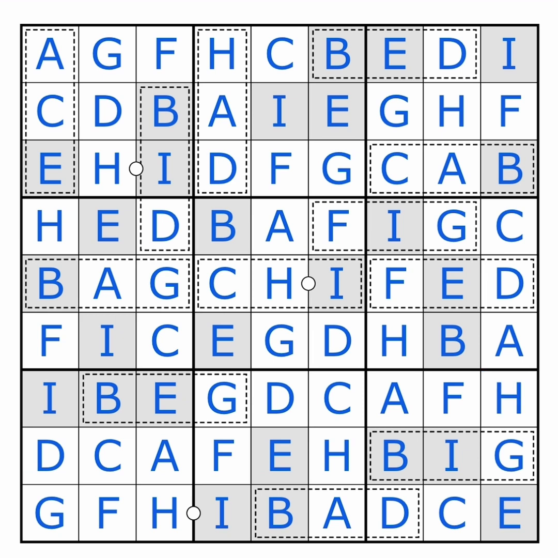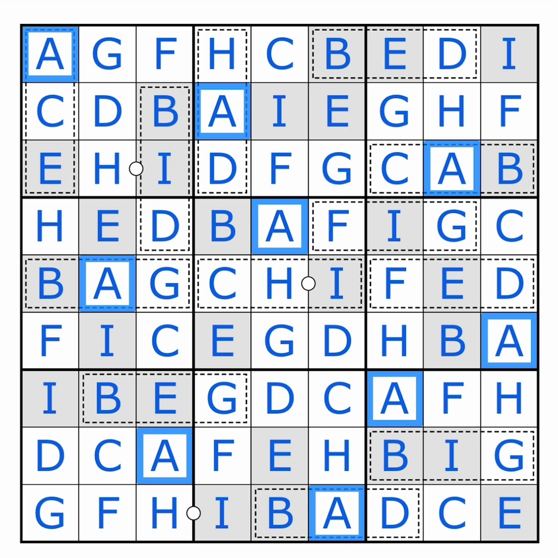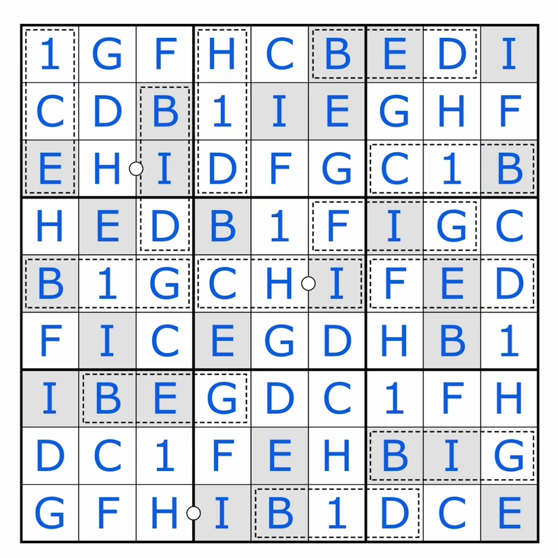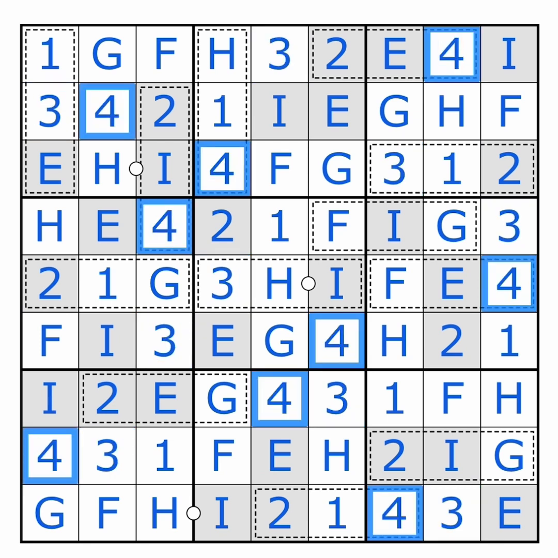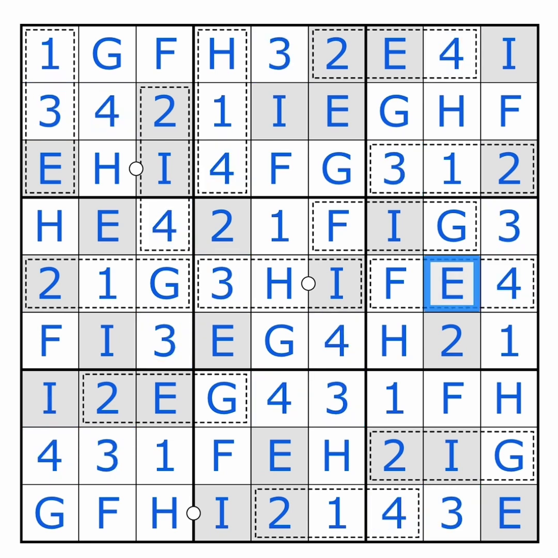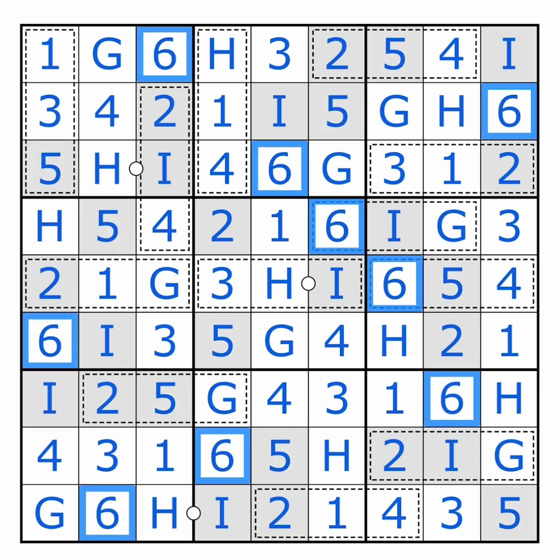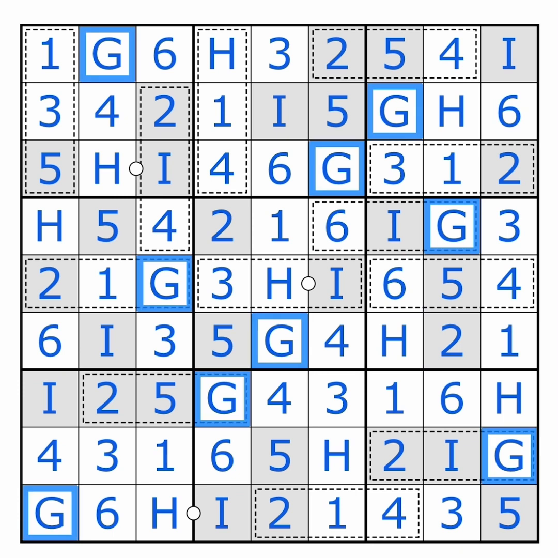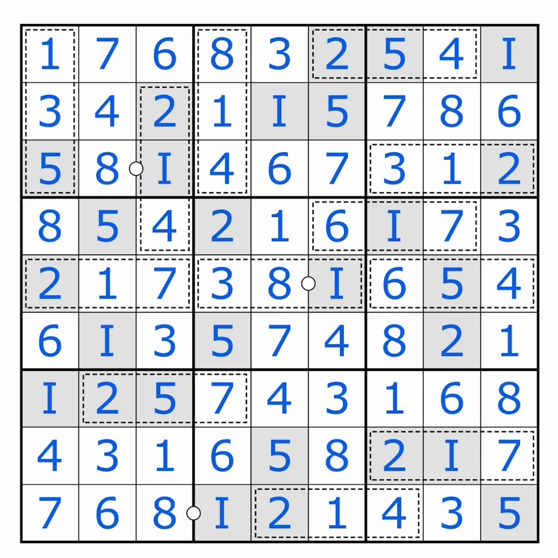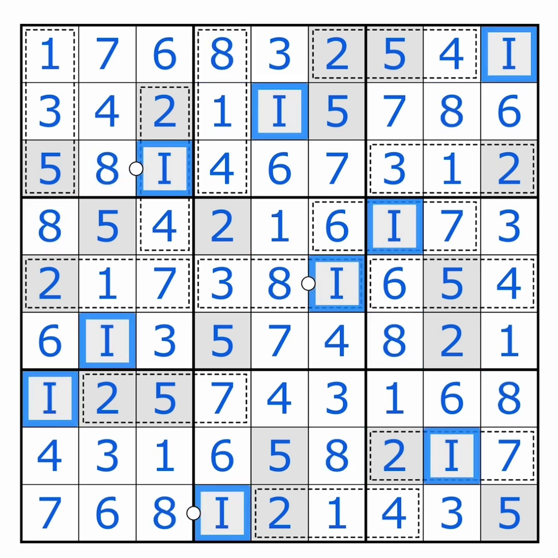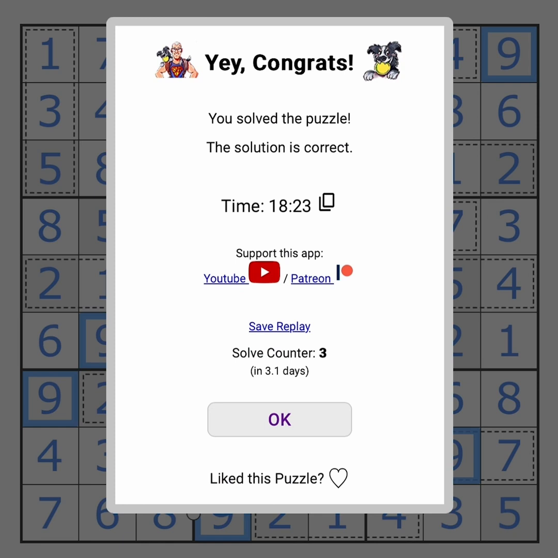Now we switch from letters to numbers. Make the A a 1, the B a 2, C a 3, D a 4, E a 5, F a 6, G a 7, H an 8, and I a 9. You solved the puzzle, the solution is correct.